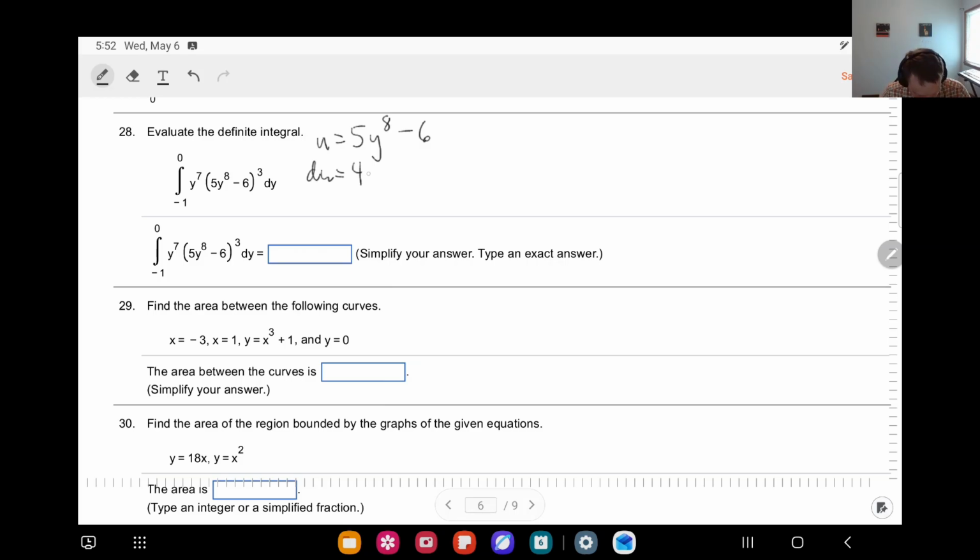du is the antiderivative, or excuse me, the derivative, sorry. I've been at this a while here. The derivative, yes, that's right. dy.